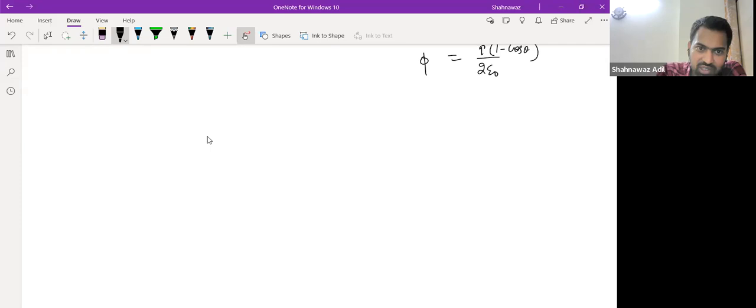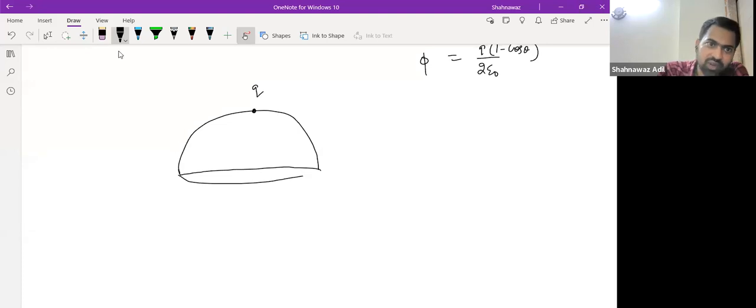Okay, so we have a similar kind of question. In this question, we have a hemisphere, right? And on top of the hemisphere, a charge Q is kept, and they want us to calculate what would be the electric flux through this area, through this base. So can you figure out how we can use the solid angle property?